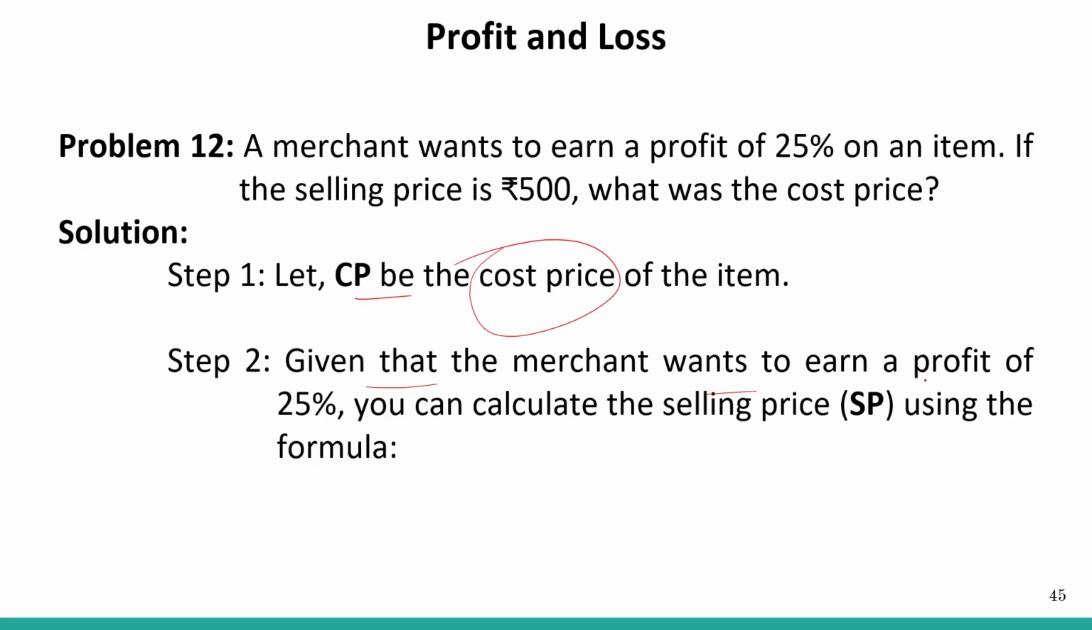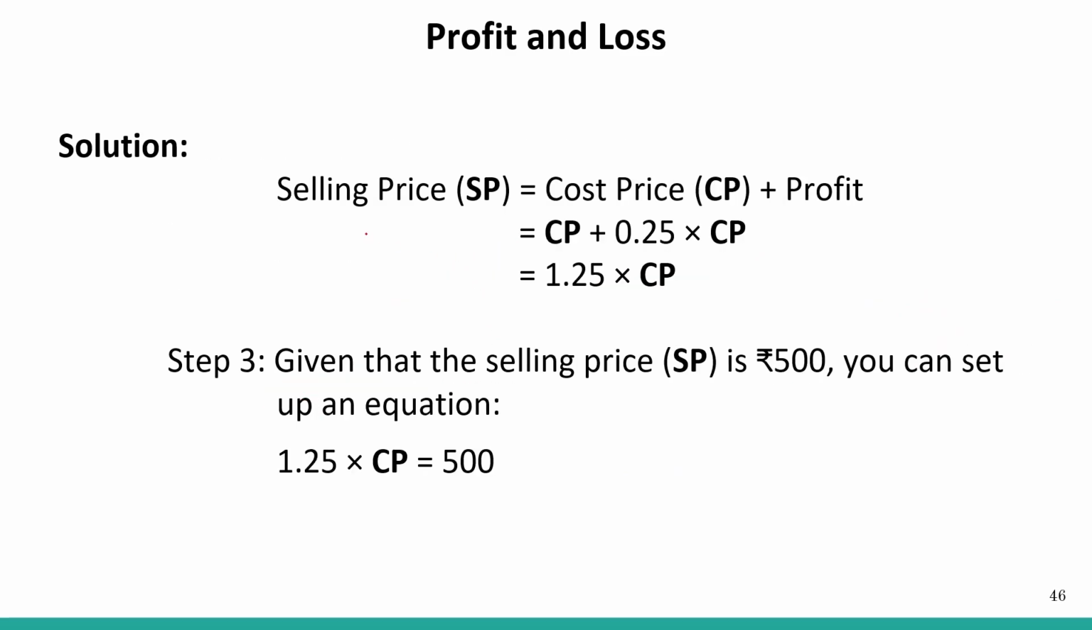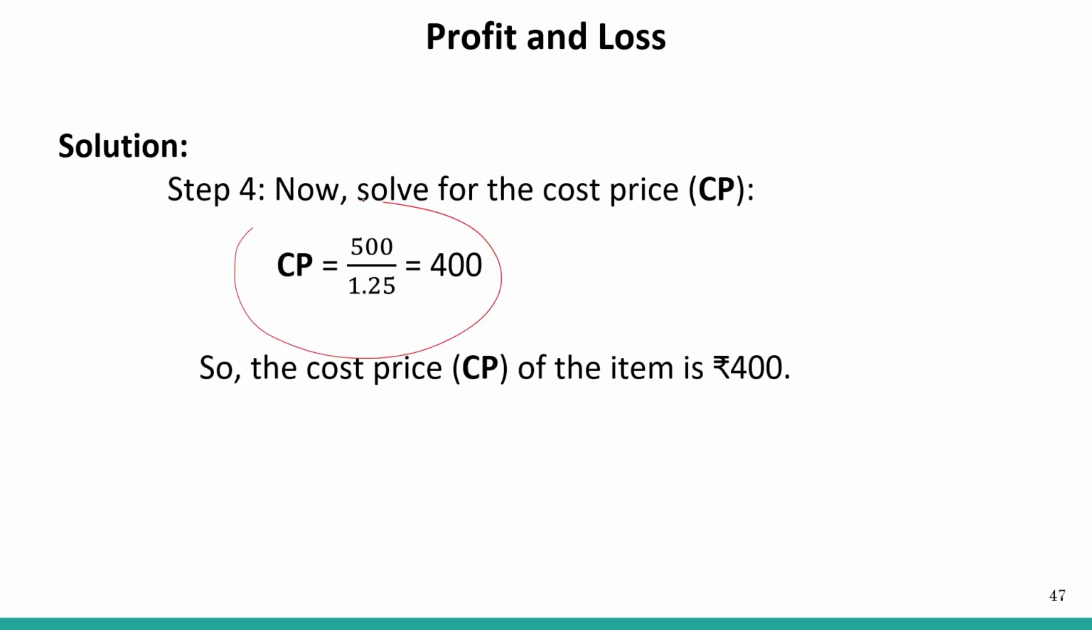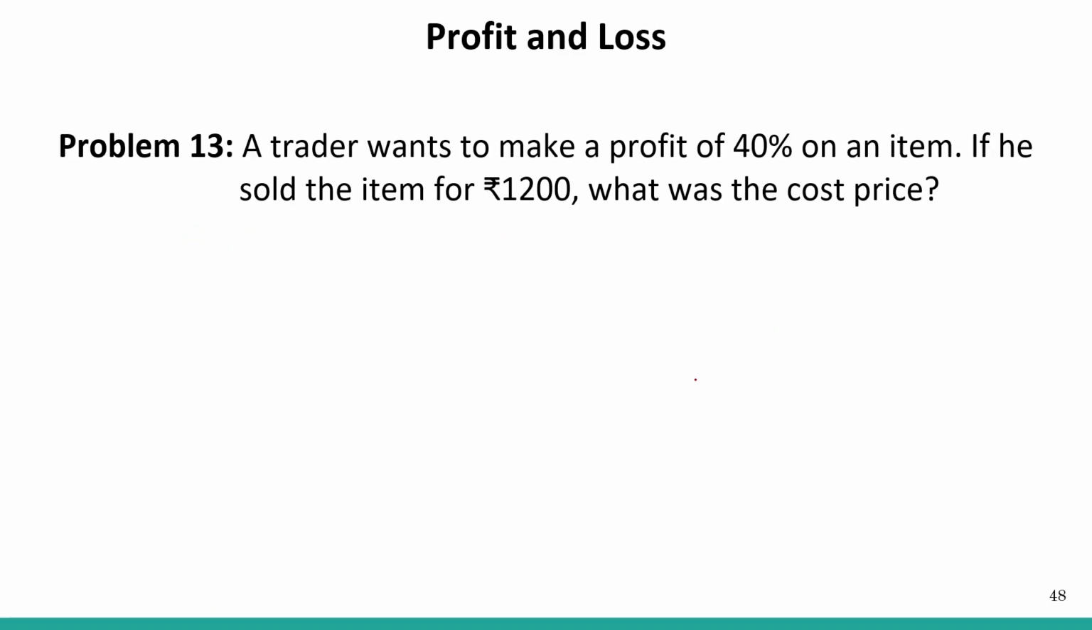So given that the merchant wants to earn a profit of 25%. So you can calculate the selling price how? So selling price is equal to cost price plus the amount of profit. So amount of profit is how calculated? So it is by multiplying the decimal form of the profit percentage with the CP. So it is in whole 1.25 CP or 1.25x. So solving it algebraically, what we are left with is CP is equal to 500 by 125 is equal to 400 rupees. So the cost price of the item will be 400 rupees. Okay. So let's go forward with problem number 13.